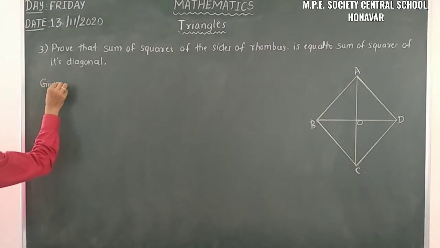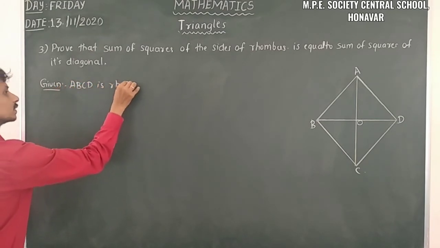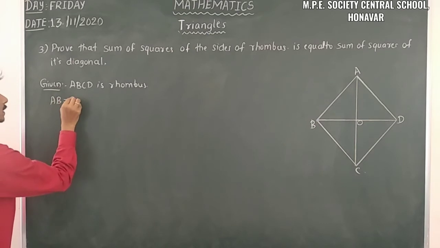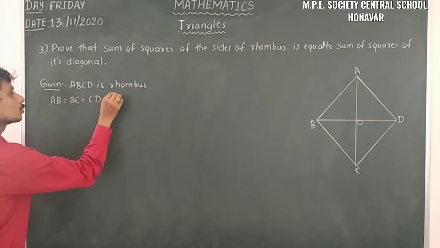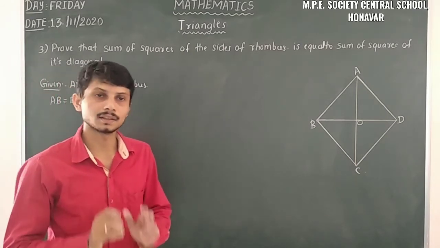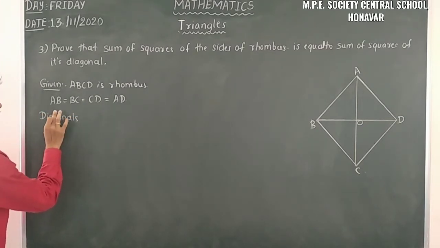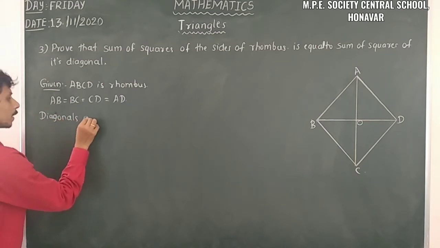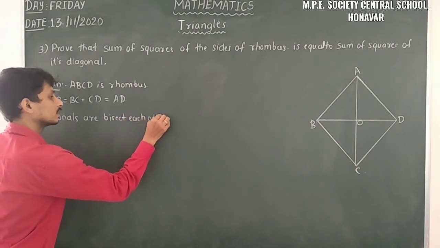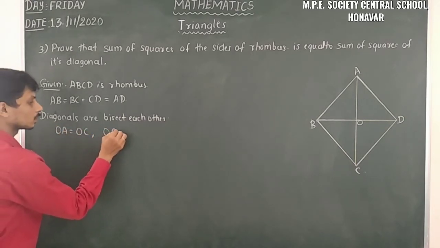So what are the given terms here? ABCD is a rhombus, and rhombus means all the sides are equal, that is AB is equal to BC is equal to CD is equal to AD. Then diagonals bisect each other. So that means OA is equal to OC and OB is equal to OD.